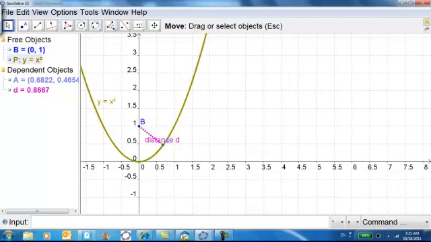0, 0 is the vertex, but the focus is more like at 0, 1/4 down here. And we'll study that more when we do parabolas again in conic sections. So let's keep going back and forth here and see where it looks like the distance is minimized. And it looks like it's somewhere 0.866. There, we got that just plain old 0.866.